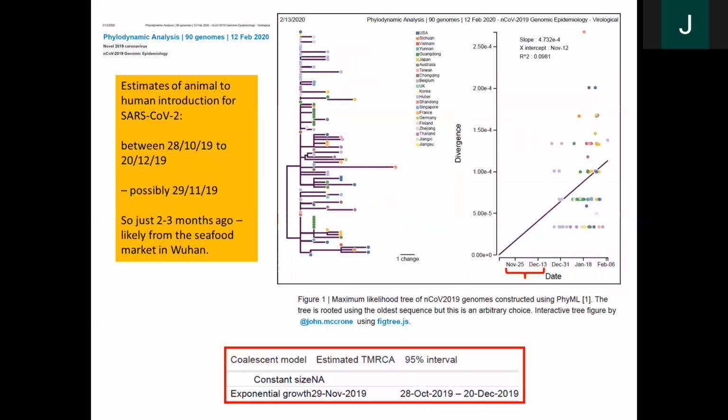So this is a nice early tip dating study where you look at data sequences collected over several months from the human population. You can actually extrapolate it back from the current day to when they think the virus emerged in the human population. And we think based on this early sequence data, it is around October, November 2019.